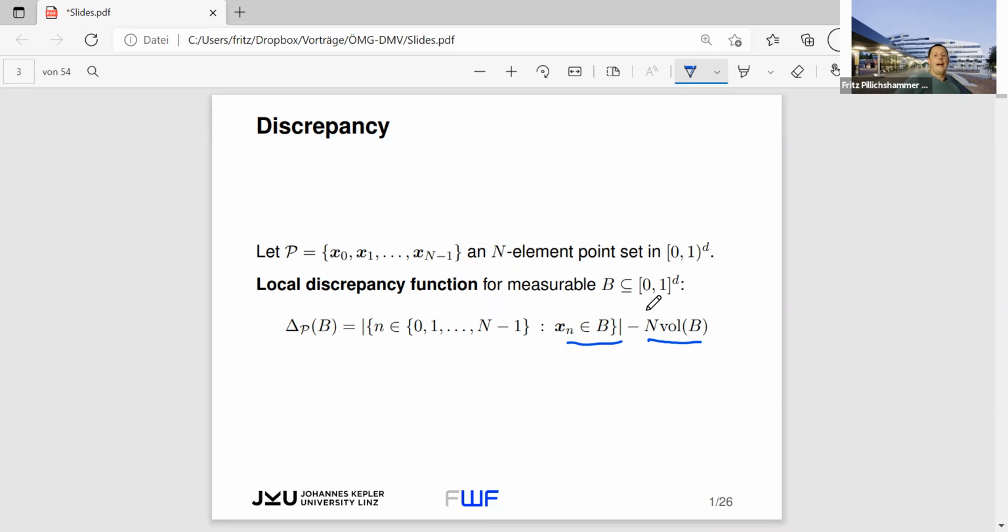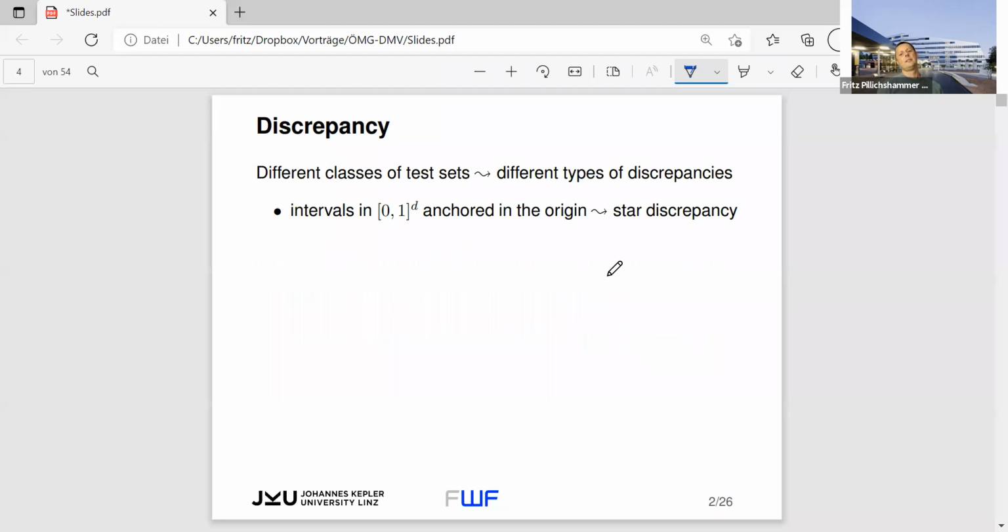And different classes of test sets now lead to different notions of discrepancies. And we considered three different notions of test sets, classes of test sets. In the first place, we are considering arbitrary intervals in [0,1]^d that are anchored in the origin, which will lead to the usual well-known notion of star discrepancy. Then we extend this class and consider now arbitrary, not necessarily anchored intervals in the d-dimensional unit cube, which will lead to the notion of extreme discrepancy.